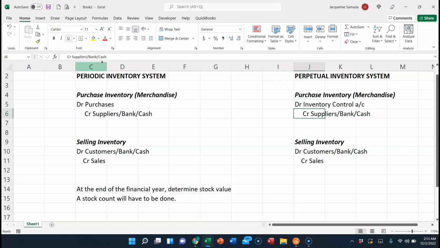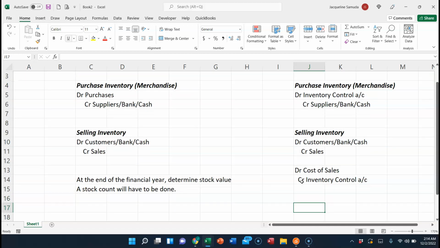And these inventory control accounts are the ones which are coded starting with the number 12. Remember I mentioned that. Now, when you sell goods, you still debit customers, bank, or cash, and you still credit sales. However, there's an additional journal entry that says debit cost of sales, credit the inventory control account.